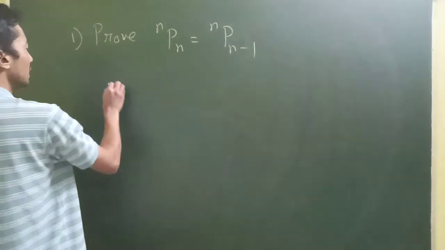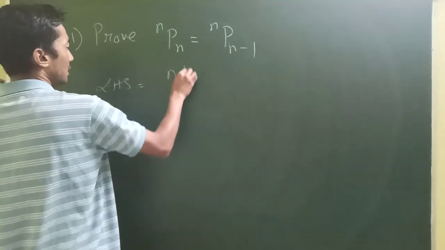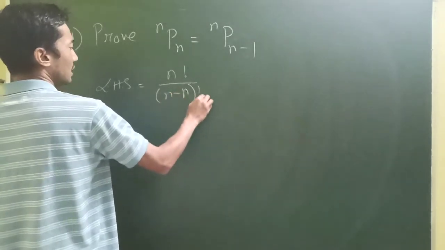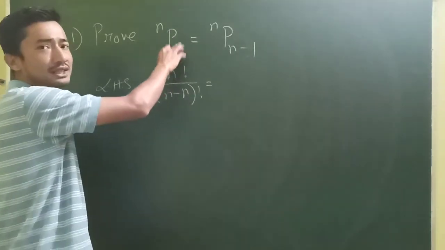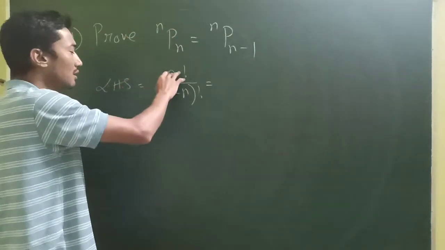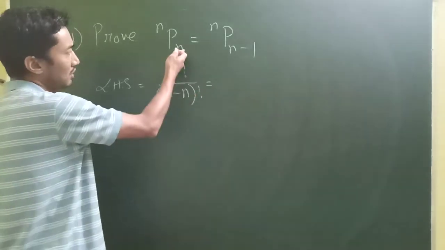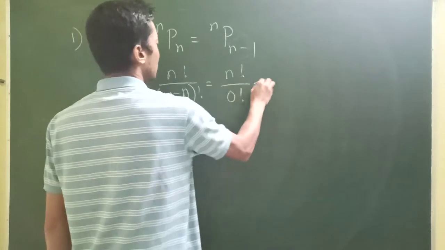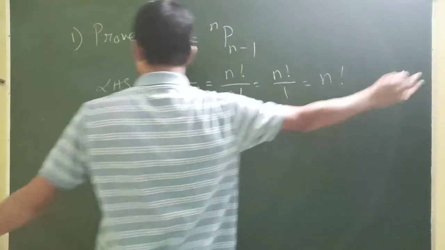Let's see LHS. What is nPn? n factorial by (n minus n) factorial. Now nPr, the r value is just n here. So nPr is n factorial by (n minus r) factorial. But what is our value of r? It is also n. So n factorial by 0 factorial. So n factorial by 1, that is n factorial.